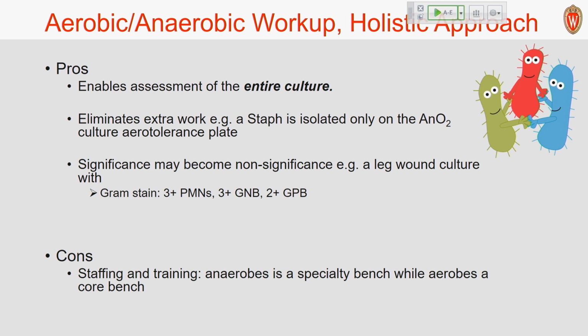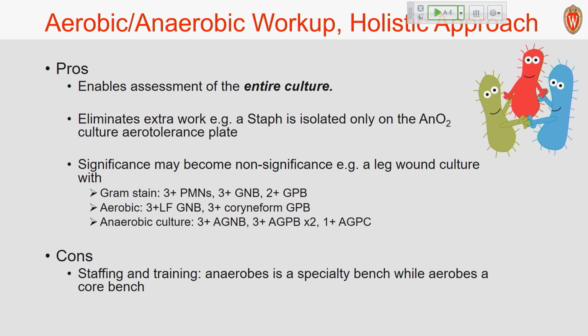So, for instance, let's say the gram stain shows 3+ PMNs, 3+ GNB, and 2+ GPB. The aerobic culture has a 3+ lactose fermenting gram-negative bacillus and 3+ coryneform GPBs. If the aerobe bench is working this up alone, they're going to say, well, that's significant. But now, this is from a wound or an abdominal culture, and on the anaerobic side they find a lot of anaerobes. Now you look at this culture and say, well, it's a mix. You could see this in an abdominal culture or a wound culture. Working them up together, you're more likely to recognize this and not report something as significant when it isn't. Of course, it takes more bench training, and we treat anaerobes as a specialty in many labs.